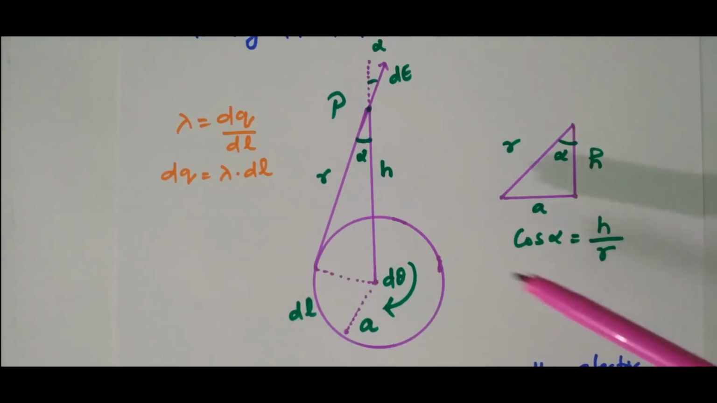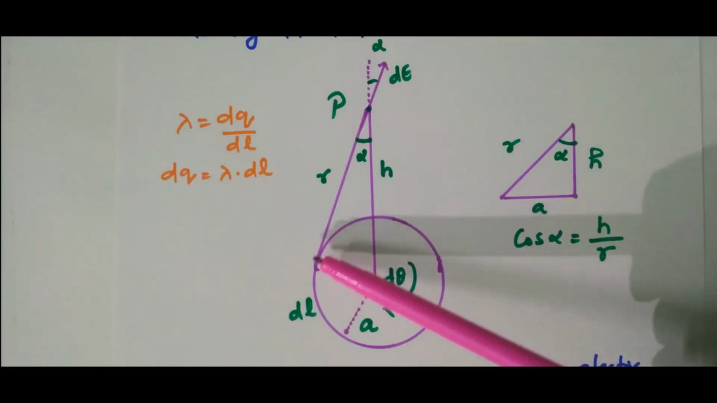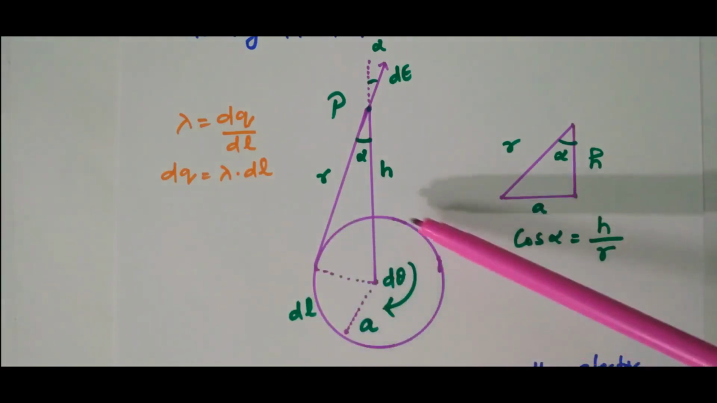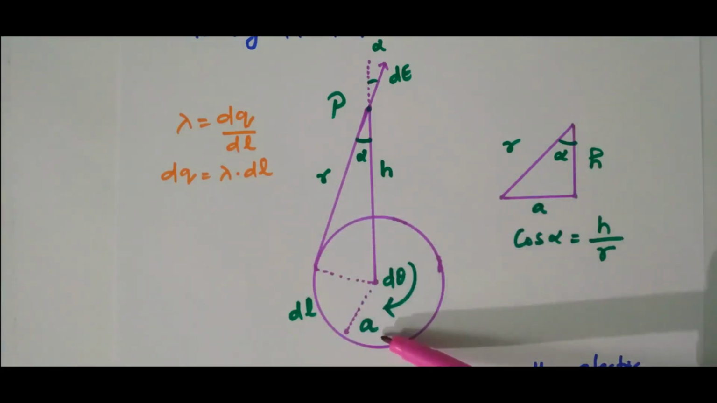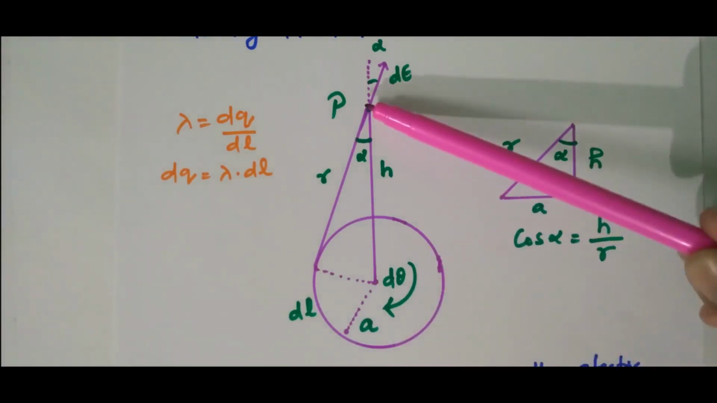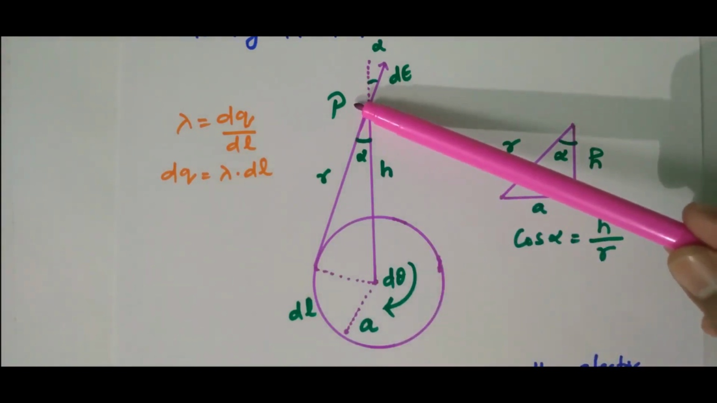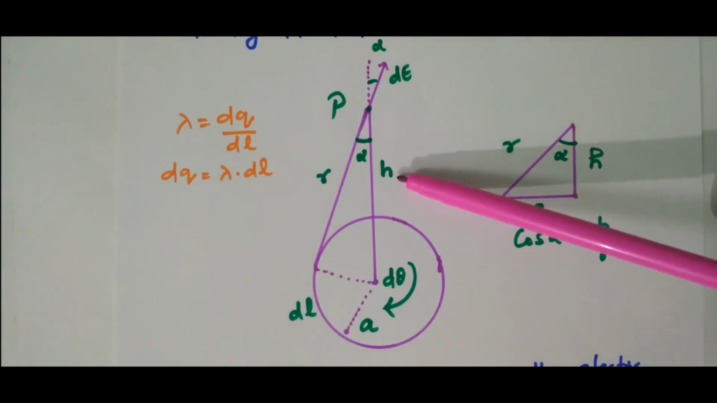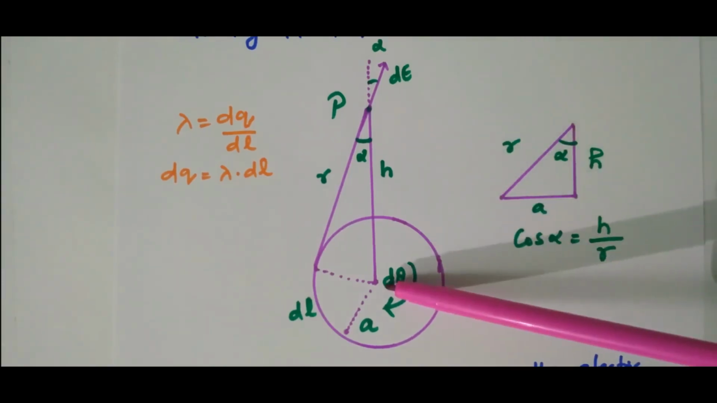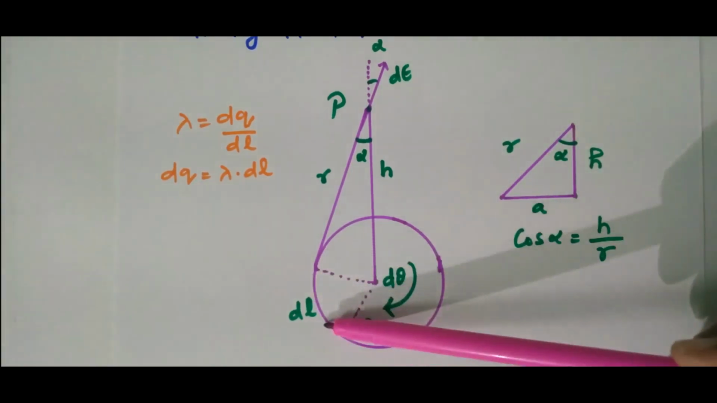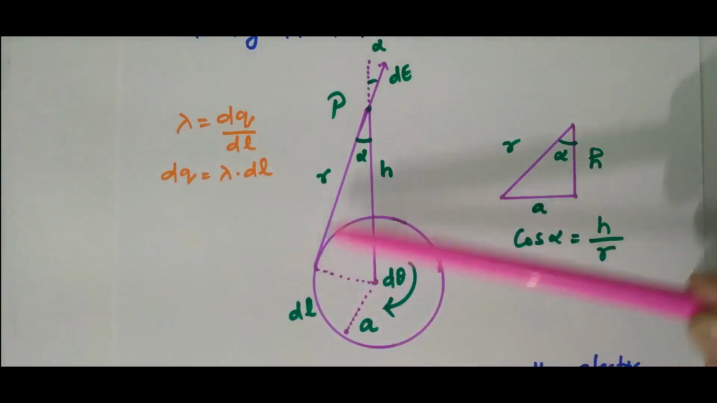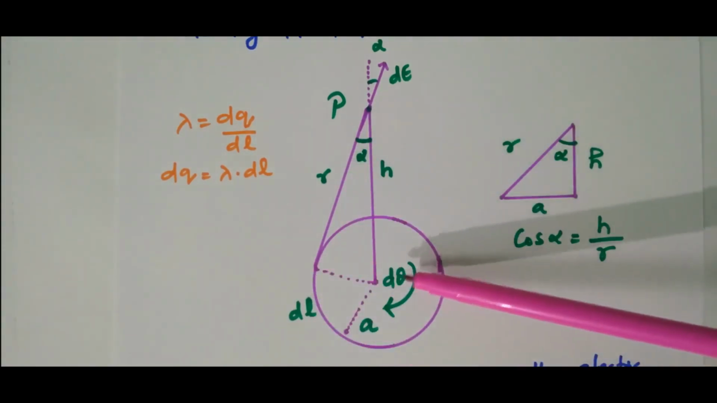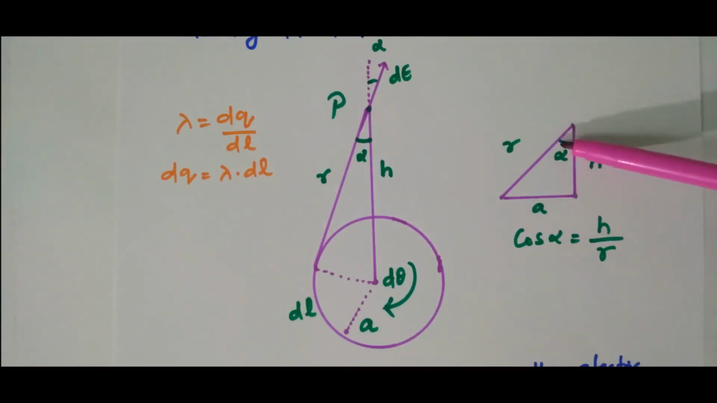So one lengthy wire is available. The two ends of the lengthy wire are joined together and form the circular ring. The radius is a. Our aim is to find the electric field intensity at this point P, which is at a distance h meter from the center of the ring. We consider one small segment dl. The distance between these two is r meter. This triangle is drawn separately with an angle alpha.